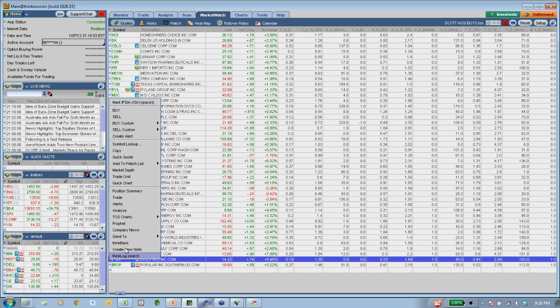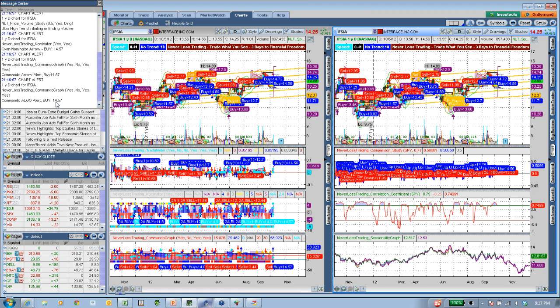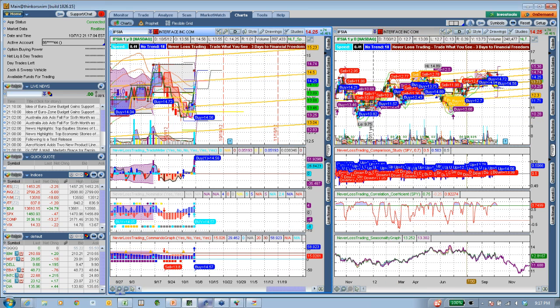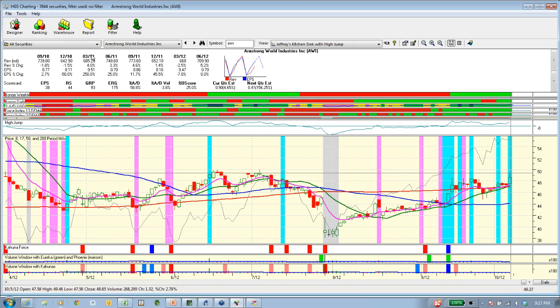IFSIA was another one that I thought was interesting. And it's telling me that if it trades above 1457, it's a buy. So I would probably do the same exercise on this guy and potentially consider a buy. This is like Armstrong Worldwide, same industry, frankly.